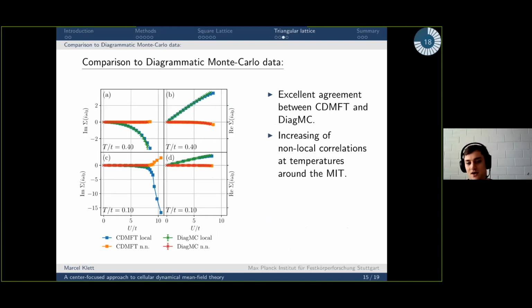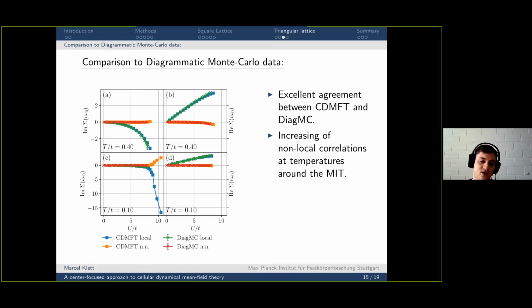And to answer this a bit, we can again compare to diagrammatic Monte Carlo data, which is shown here, where we show the local self-energy part and the nearest neighbor part. And in the parameter regime where both theories can be converged, we are actually within error bars of diagrammatic Monte Carlo. So I would say CDMFT performs pretty nicely here.